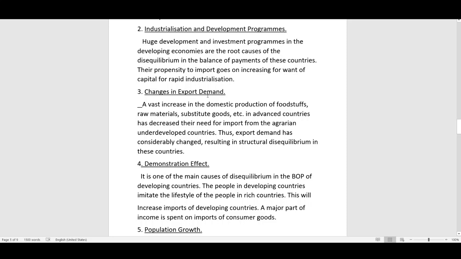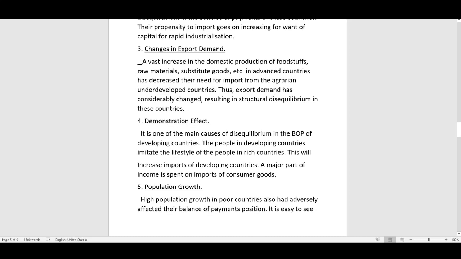Third, changes in export demand. A vast increase in the domestic production of foodstuffs, raw materials, substitute goods, etc. in advanced countries has decreased their need for import from the agrarian, agrarian means agriculture, and developed countries. Thus, export demand has considerably changed, resulting in structural disequilibrium in these countries.